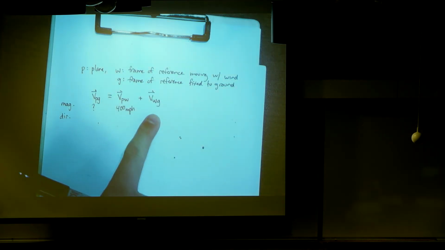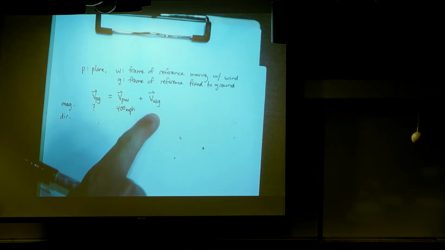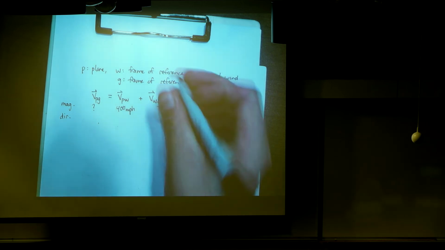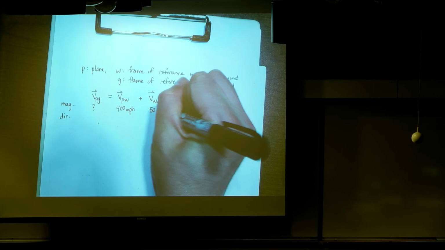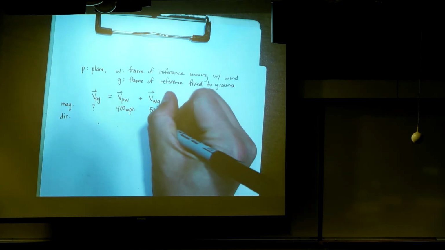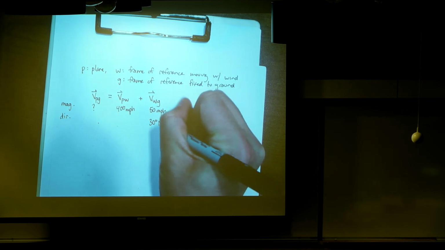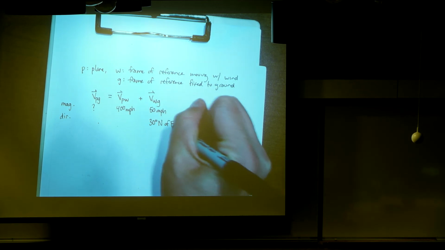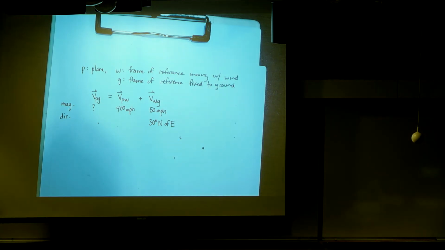All right, the magnitude of this one is just the speed of the wind, how fast that's moving relative to the ground. That was 50 miles per hour. And we also are given a direction for this one, so let me just write it down. The wind is blowing at 30 degrees north of east. Okay, let's keep moving on this.